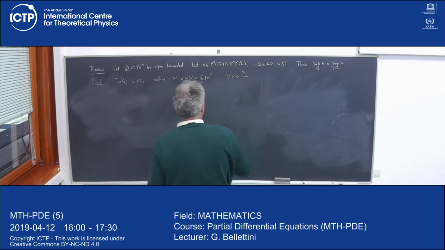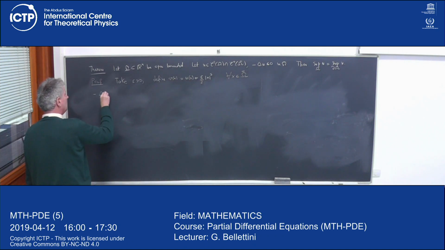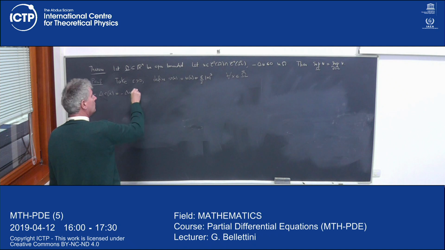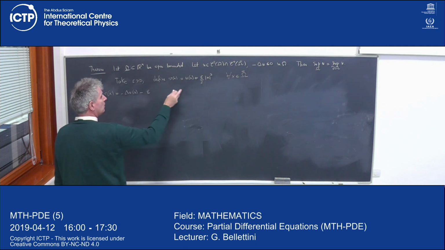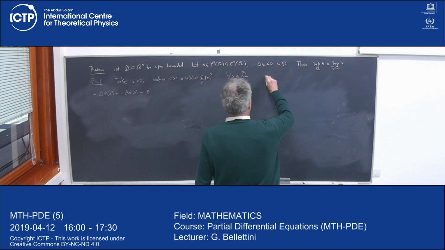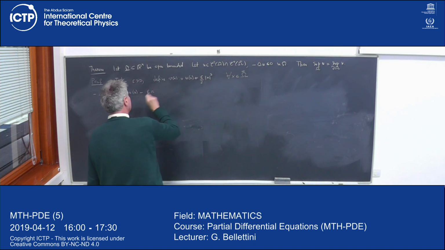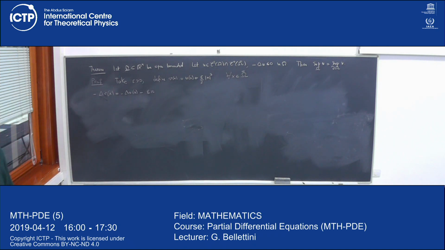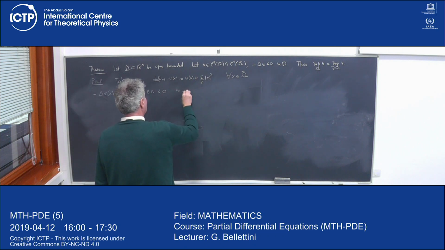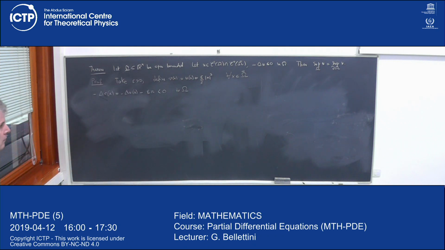So let us compute minus Laplacian v. It is equal to minus Laplacian u minus epsilon, and this Laplacian is n in n dimensions, right? Is this okay? Yes. Now this is strictly negative.